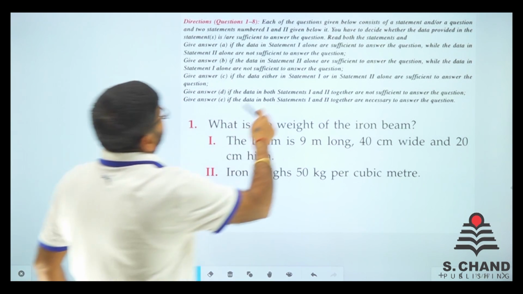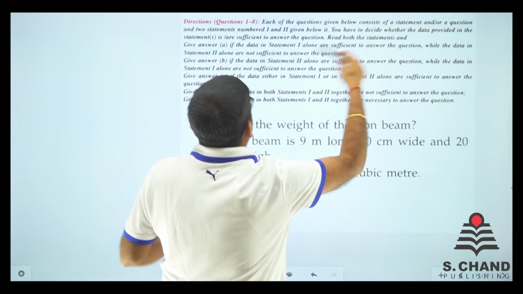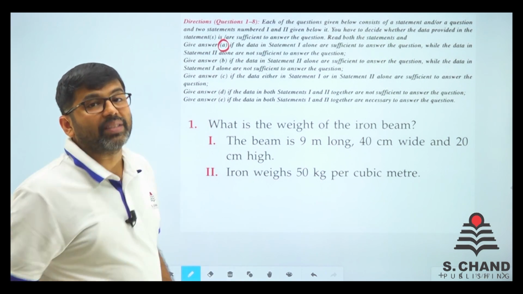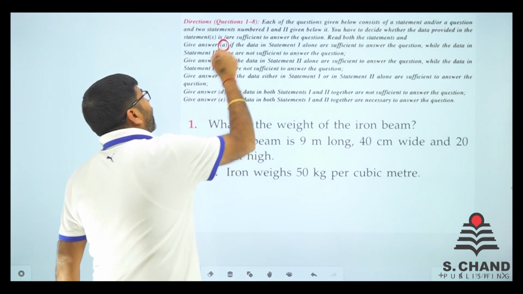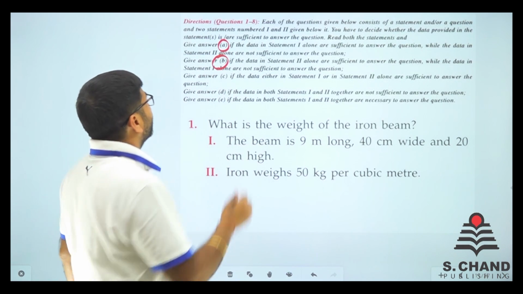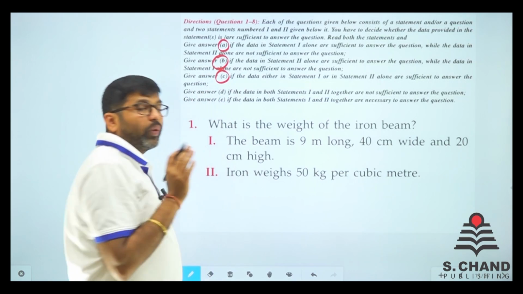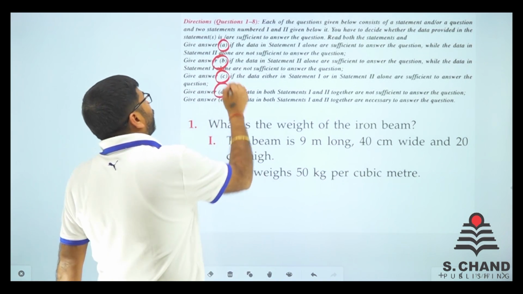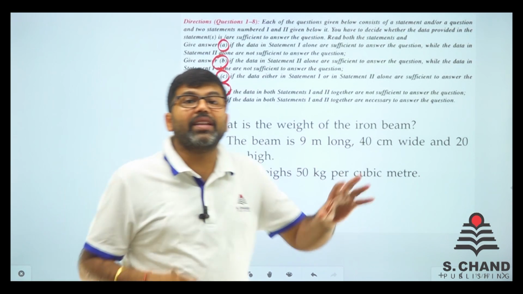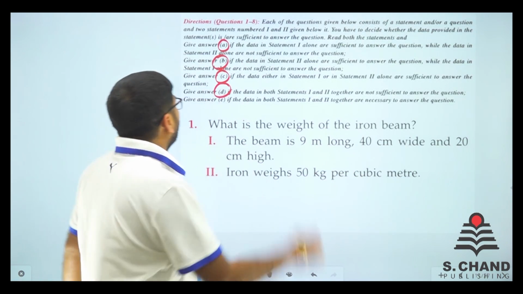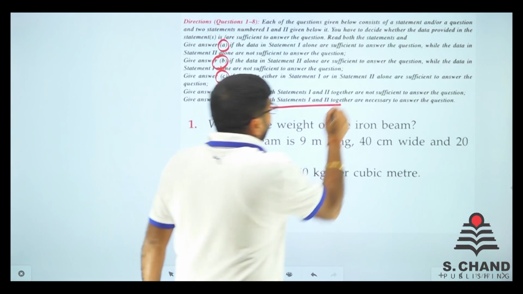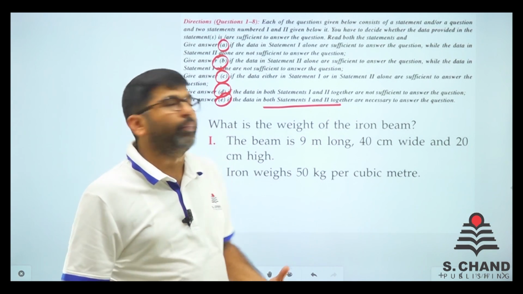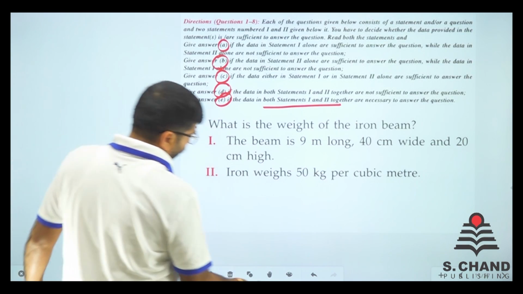See, the option says that each of the questions given below has data. A, if data number 1 is sufficient; B, if data 2 is sufficient; C, if individually first and second both are sufficient; D, if both are insufficient, first and second both are insufficient; and E, they actually individually are not sufficient but together they can bring you the data. So let's see what the question says.